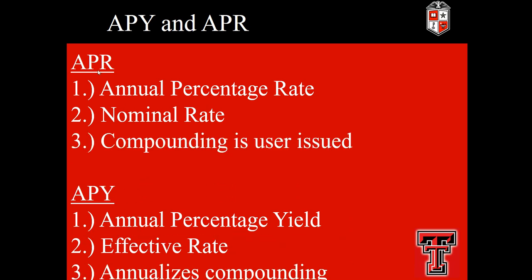And lastly, what does the R and Y come down to? When it comes down to brass tacks, for APR, the compounding is issuer determined, where the APY annualizes compounding. So the annual percentage yield shows the compounding on an annualized basis, where the APR's compounding period is subject to whatever the issuer defines, which is why it's called the nominal rate. And when we annualize that compounding rate, we get this effective rate.